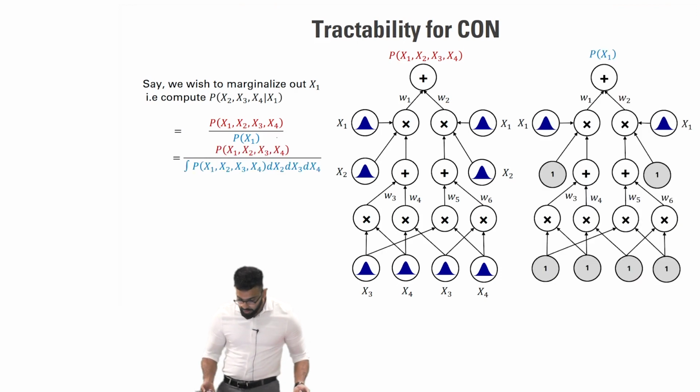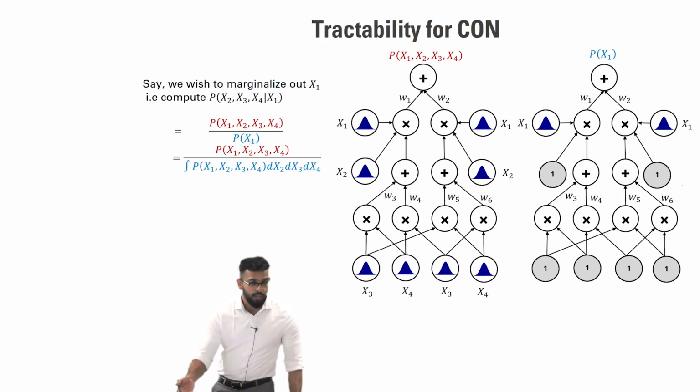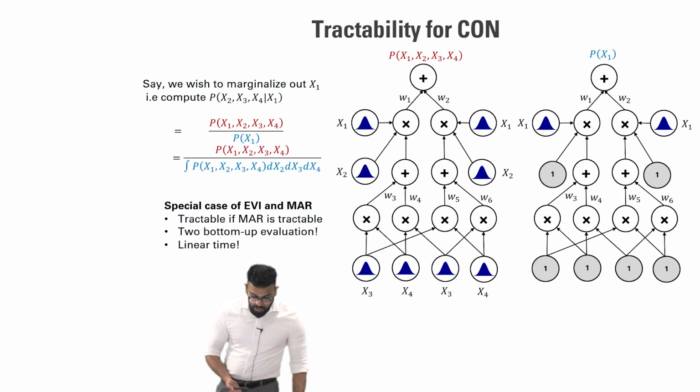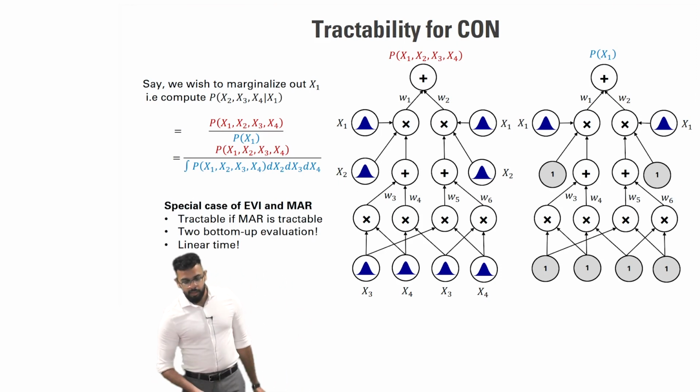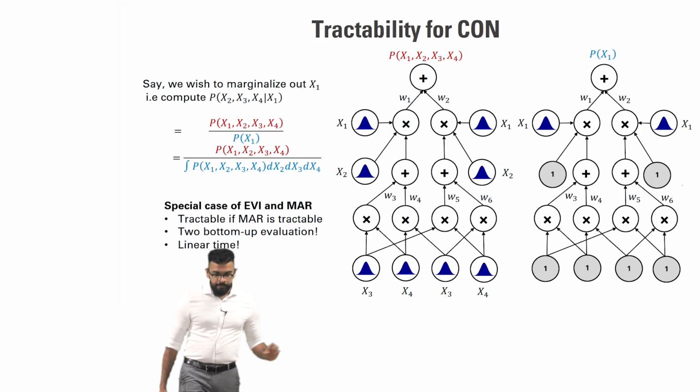How do you do marginal inference? Well, you take the same circuit, you set the variables that you are interested in marginalizing out to 1 and evaluate it, right? So you basically make 2 bottom-up passes, which means it's still linear time. You only need 2 bottom-up evaluations. So conditional inference is also tractable for PC, right?